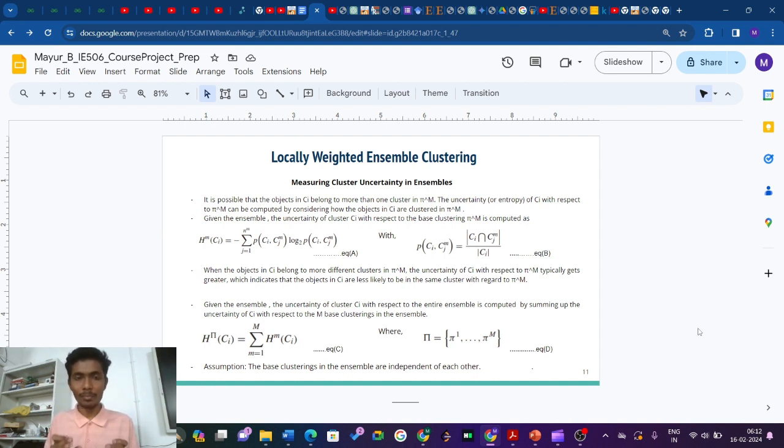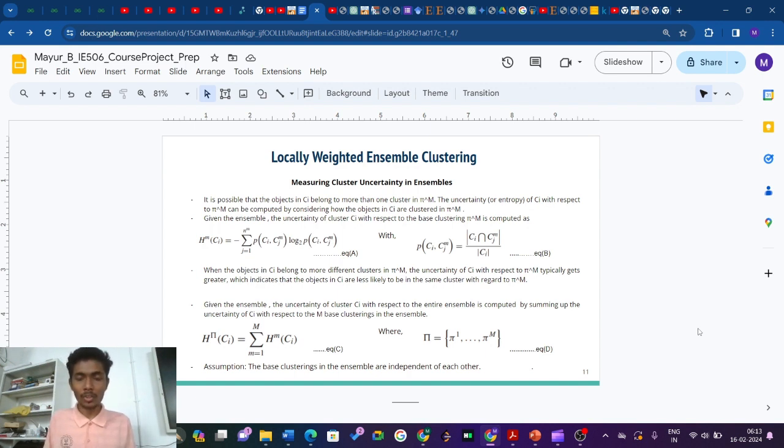So in equation A, P of CI given CJ basically shows the probability of the objects or the data points in a cluster CI belonging to another cluster CJ as well. For example, if the data points in cluster CI are also present in another cluster CJ, then the value of CI intersection CJ will be very high, which will result in very high values of uncertainty.